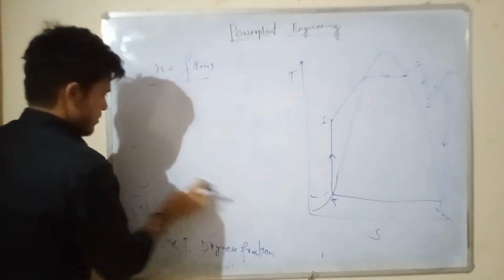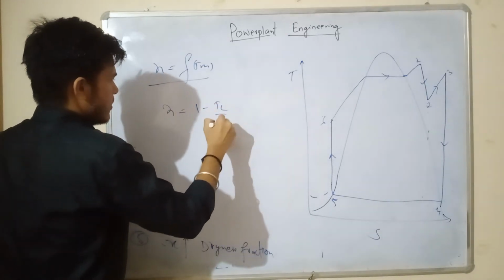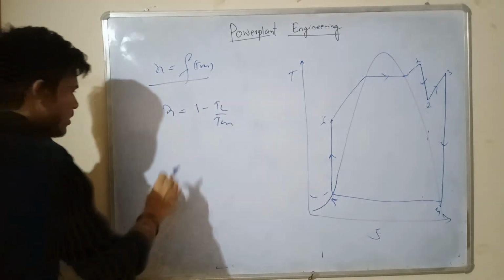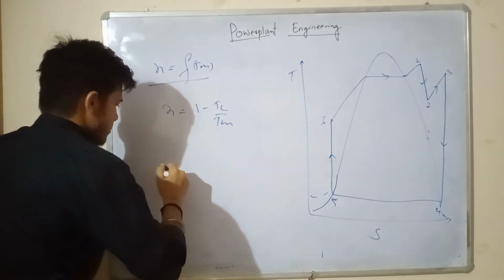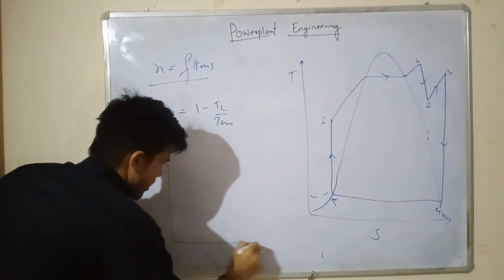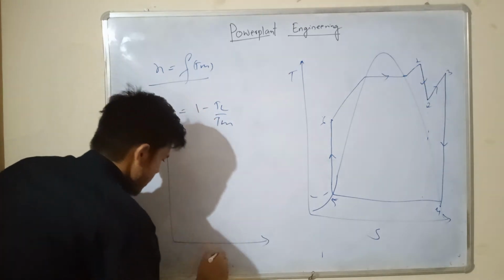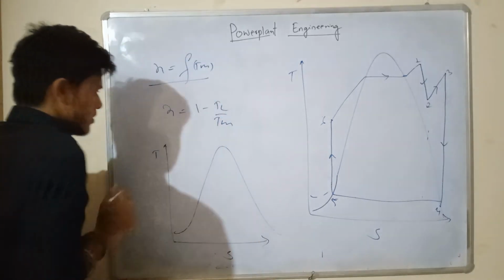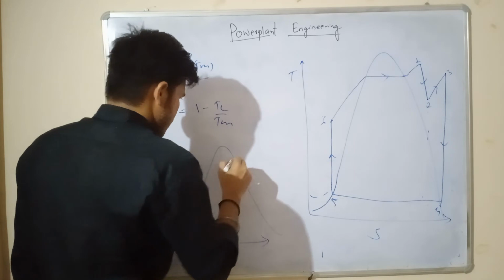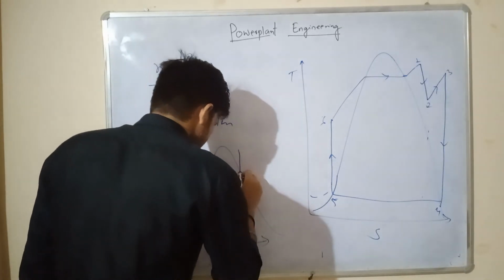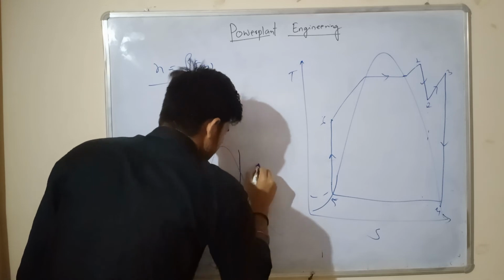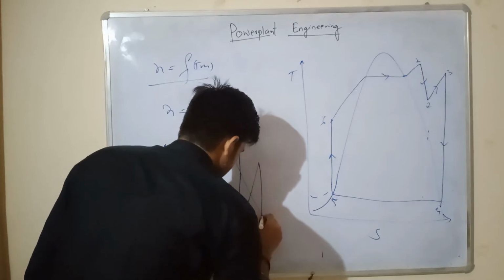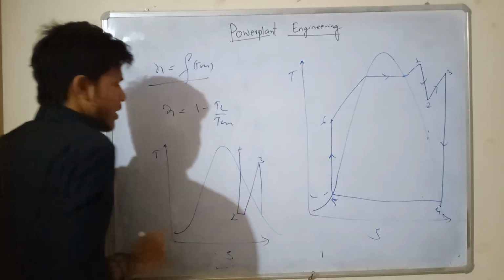I will draw the next one. As you know, efficiency is 1 minus TL by Tm, right? So I will draw the next diagram so you can easily understand how the efficiency depends upon the mean temperature. This is one diagram. This is T, this is S. Now this is a curve, right? Suppose we are adding, this is where expansion takes place. This is 1, 2, this is 3.